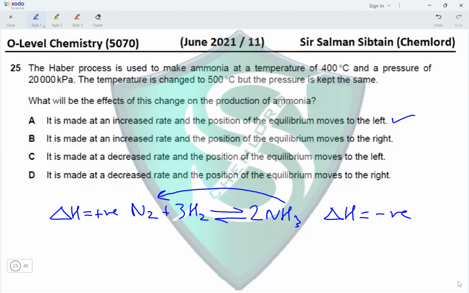Now let's move on to the other options and see why they are not correct. It is made at an increased rate. This part is correct, and the position of the equilibrium moves towards the right. This is wrong. Next, it is made at a decreased rate, wrong. And the position of the equilibrium moves to the left, this part is correct. And D, it is made at a decreased rate, wrong. And the position of the equilibrium moves towards the right, this is also wrong. So, in conclusion, option A is the correct option for this question.